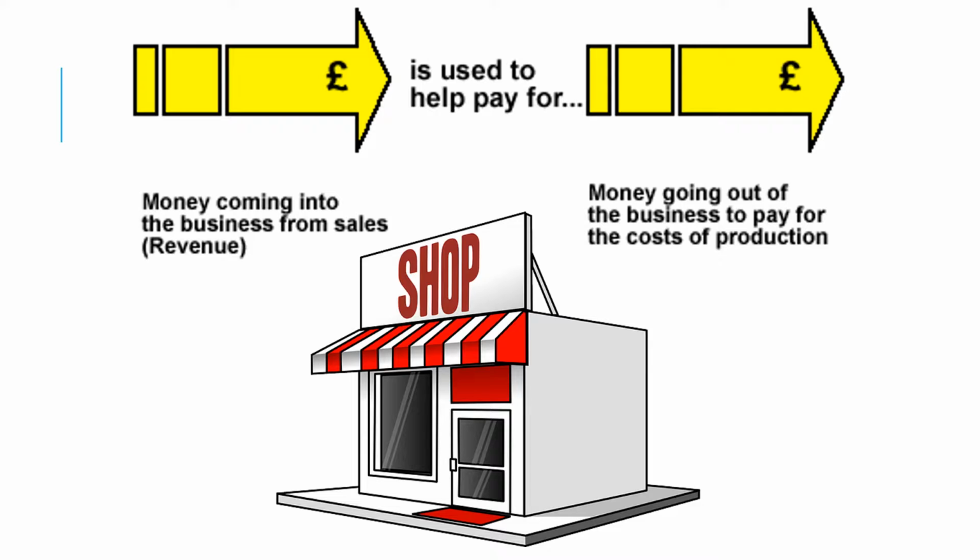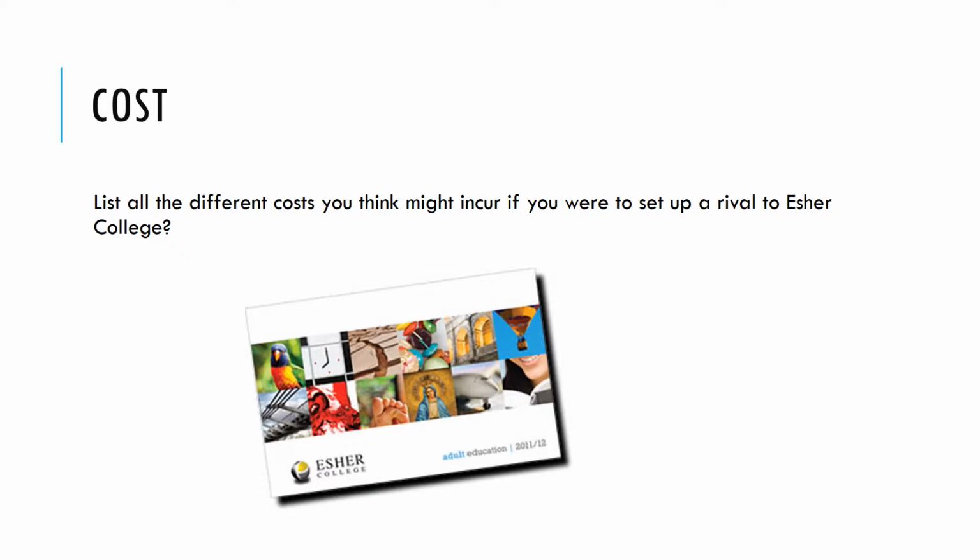Now we're going to look at money going out of the business, money the business pays, which we call costs. Let's have a little think. What might be the typical costs a business would incur? Pause the video and think what the costs might be that Esher College pays out on a regular basis. Well, Esher College pays out lots of costs. They probably have to perhaps rent the site, or they have to maintain the buildings, or buy new computers or textbooks or pens, or pay for better teachers. Lots and lots of different costs that a business might typically pay out.